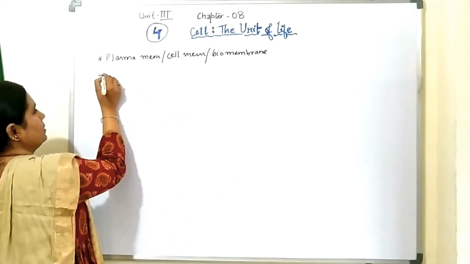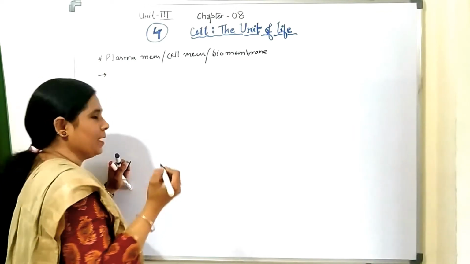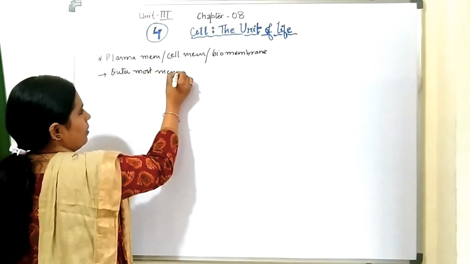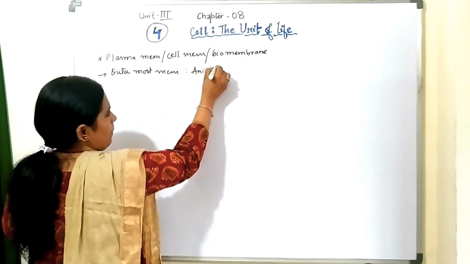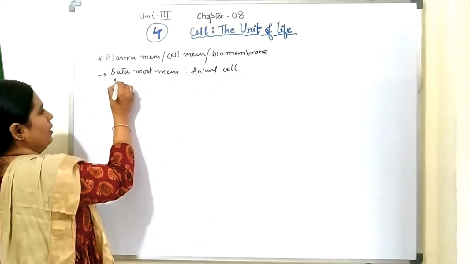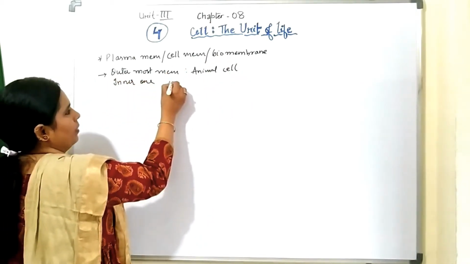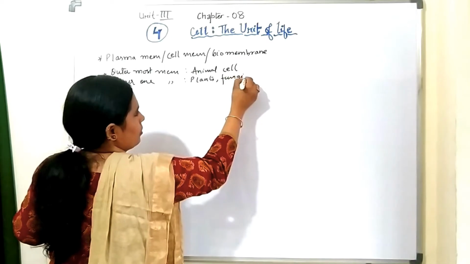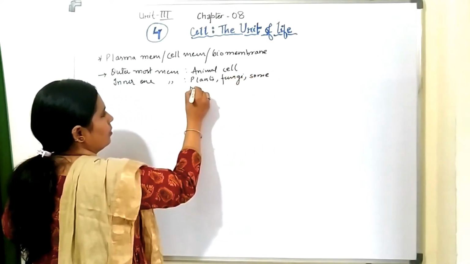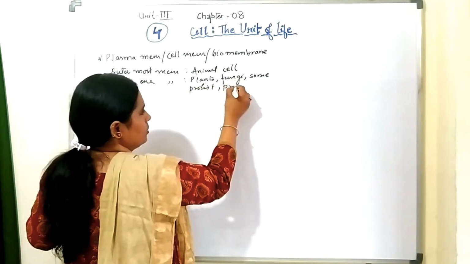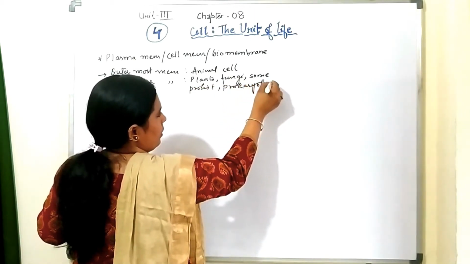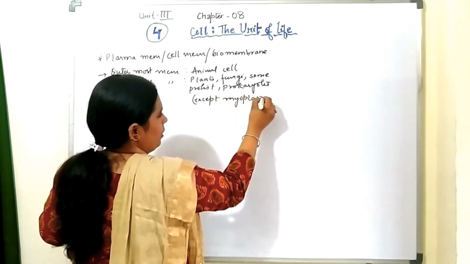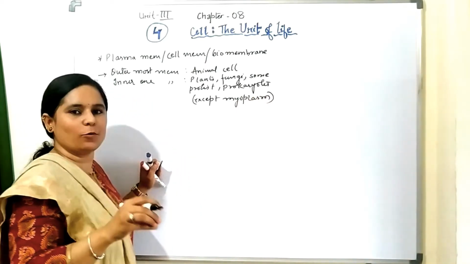So first thing is that the plasma membrane is the outermost membrane in animal cell, and the inner one in case of plants, fungus, some protist and prokaryotes except mycoplasma. Hope you remember this mycoplasma is the smallest cell without cell wall.